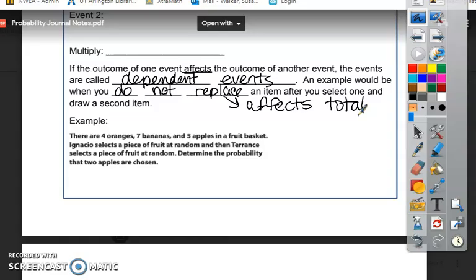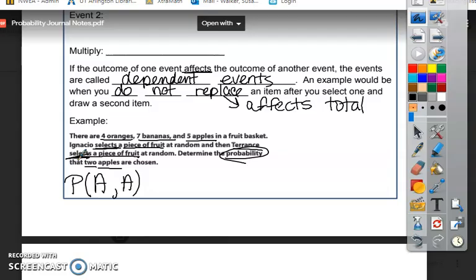Okay, so on this one it says, there are 4 oranges, 7 bananas, and 5 apples in a fruit basket. Ignacio selects a piece of fruit at random, and then Terrence selects a piece of fruit at random. Determine the probability that 2 apples are chosen. So that means Ignacio selects an apple, and then Terrence selects an apple. Do we follow that? We're doing 2 things. Ignacio selects and Terrence selects. I have 2 verbs there.